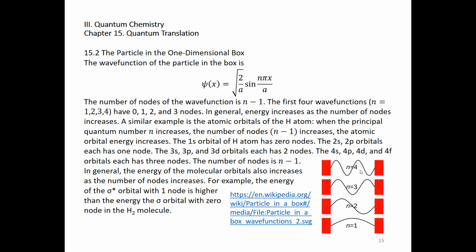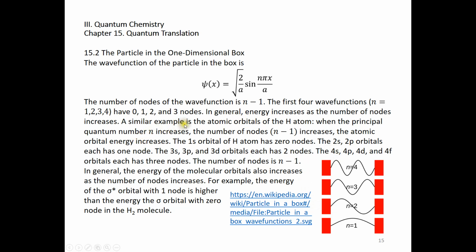Again, the wave function of the particle in the one-dimensional box is the square root of 2 over a times the sine function of n pi x over a. The number of nodes of the wave function is n minus 1. So we can see when n is 1, we have 0 nodes. When n equals 2, we have 1 node. The first 4 wave functions have 0, 1, 2, 3 nodes when n is 1, 2, 3, 4. In general, energy increases as the number of nodes increases.